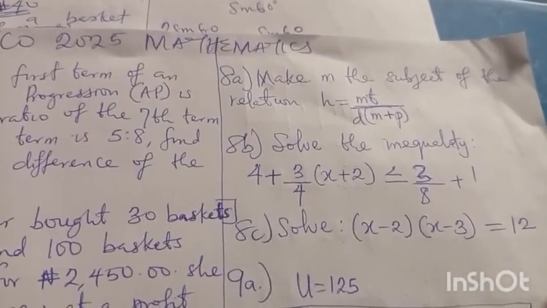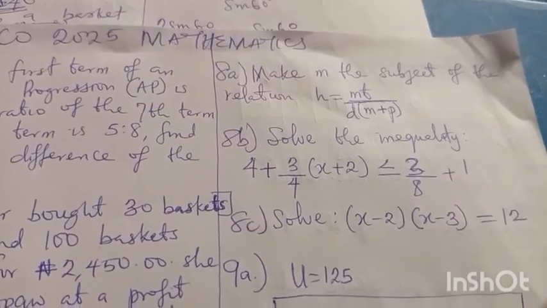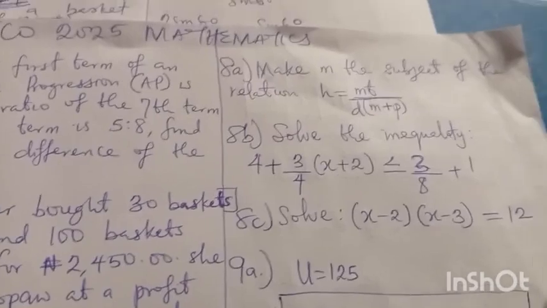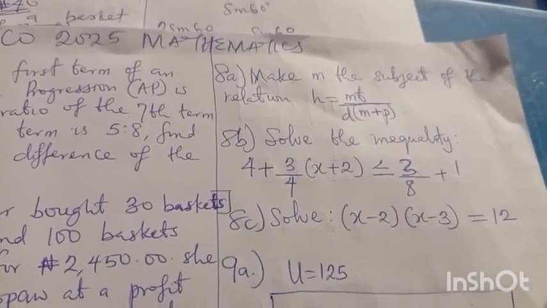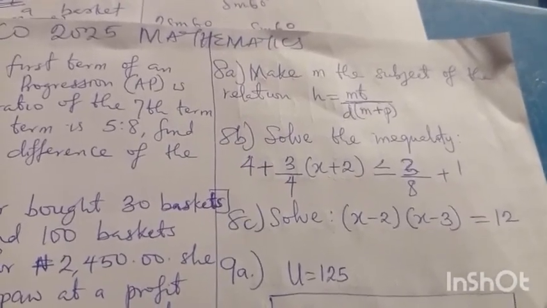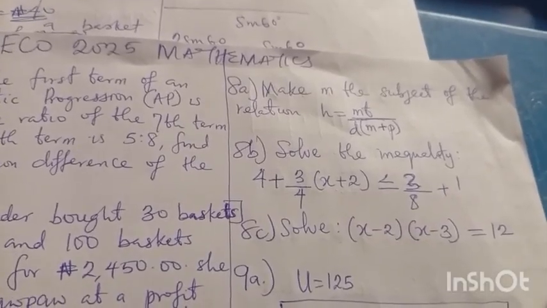Question 8 said to make M the subject of the formula, where you have H equals MT over D open bracket M plus P.